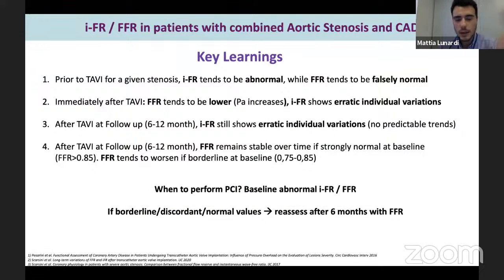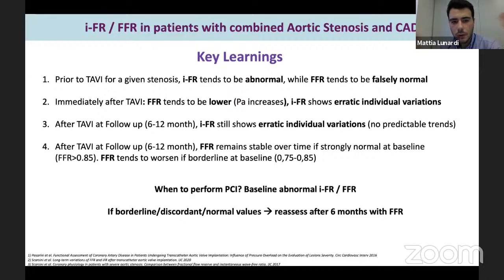Our studies are retrospective studies, so with all the limitations of retrospective studies, we observed that the iFR tends to be abnormal and the FFR tends to be falsely normal for a given stenosis, as I just showed you. Immediately after TAVI, the FFR tends to be lower because of the increase of the aortic pressure, while the iFR shows erratic individual variations without any predictable trend.